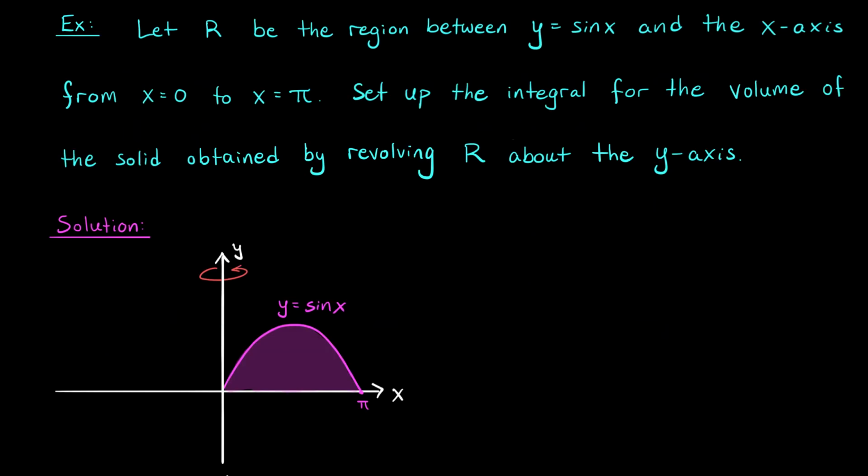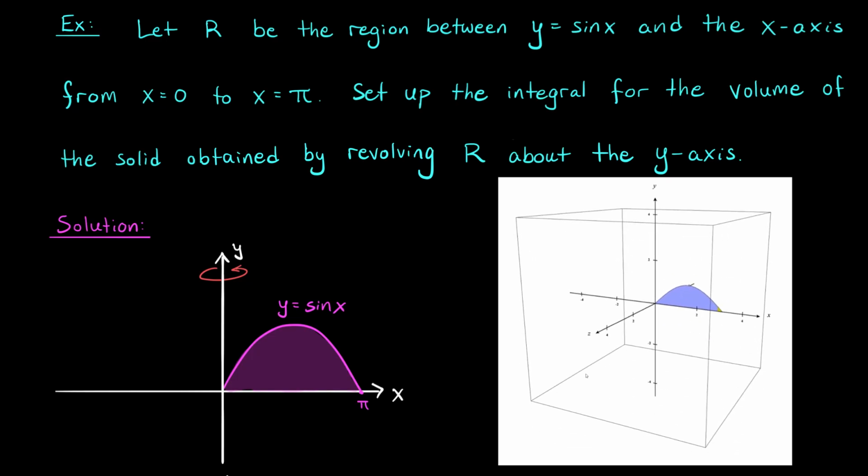I have one more example for you, folks. You have all the tools to tackle it yourself, so I encourage you to pause the video and try it on your own first. In this problem, we're considering the region between y equals sine x and the x-axis from x equals 0 to x equals pi. We imagine rotating this region about the y-axis, and the question asks us to set up the integral for the volume of the solid.